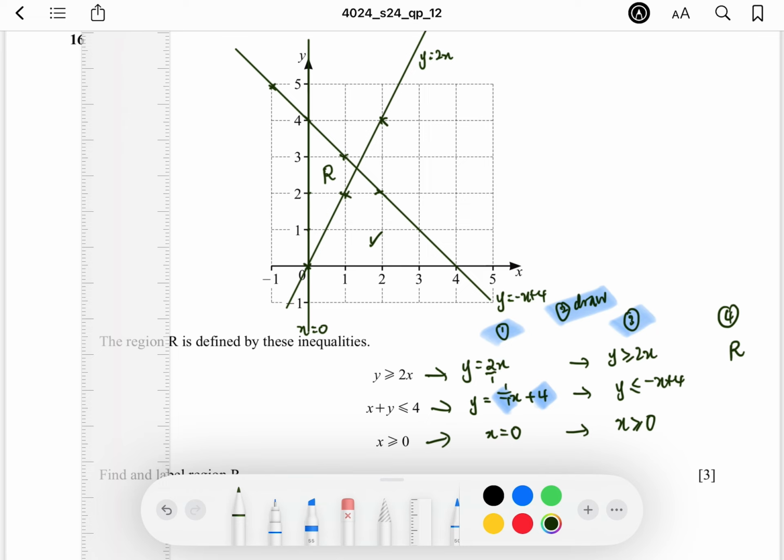Your struggle is the drawing part, isn't it? Not the identifying region. Because once you've managed to draw, you would know where the region is. So, my best advice is macam what I did just now. You identify di mana y-intercept. From y-intercept, you kira rise over run. That's it. Okay, then you get those lines.